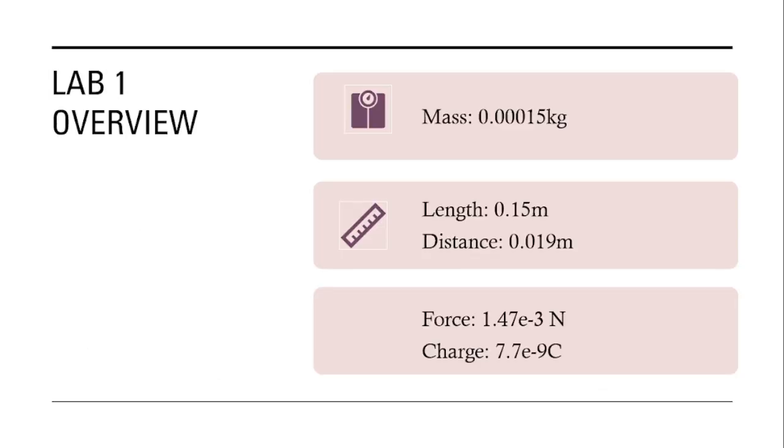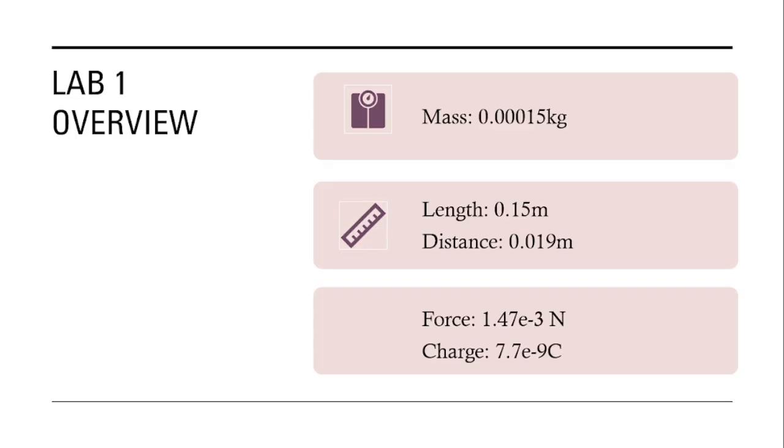So here's a quick overview of lab 1, where we had two pieces of charged tape and balanced the top piece of tape using the electric force from the bottom piece. We found that the mass of each tape was 0.00015 kilograms, and that the length of each tape that we used was 0.15 meters.